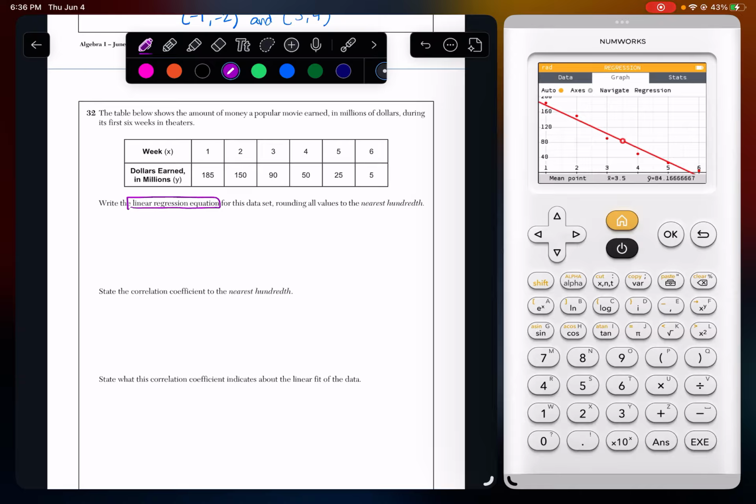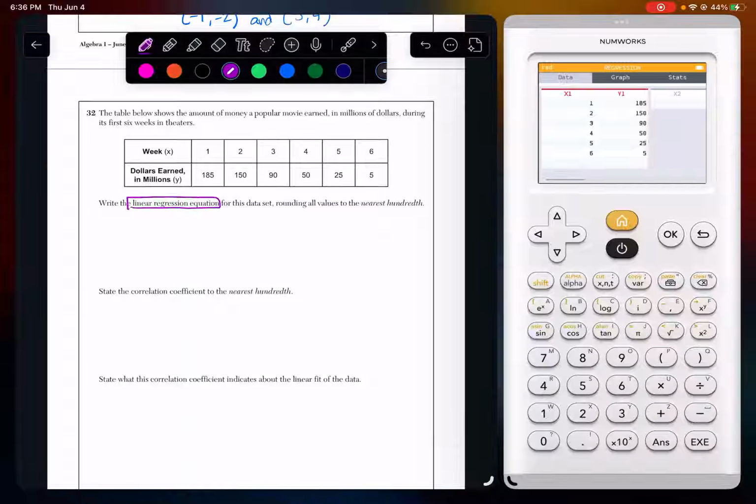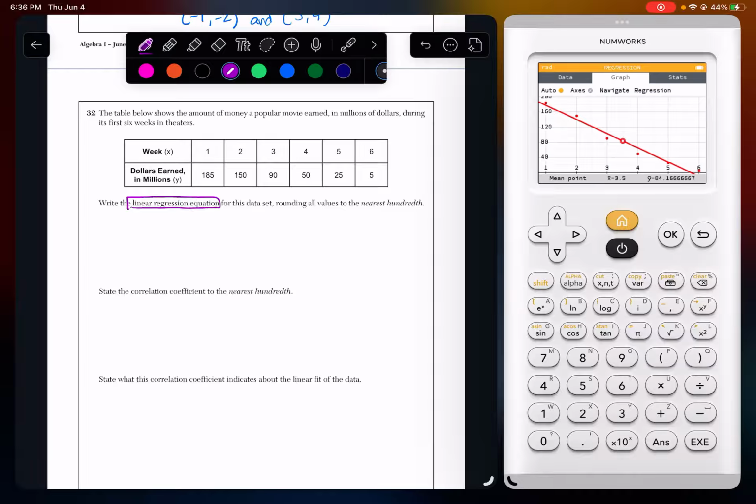Now I see the line of best fit, but I don't see the equation yet. So I'm going to hit OK a third time, and it'll give me the equation of that line. So again, I'm just going to do that over from the start. If I have my data, then I can go over to my graph.